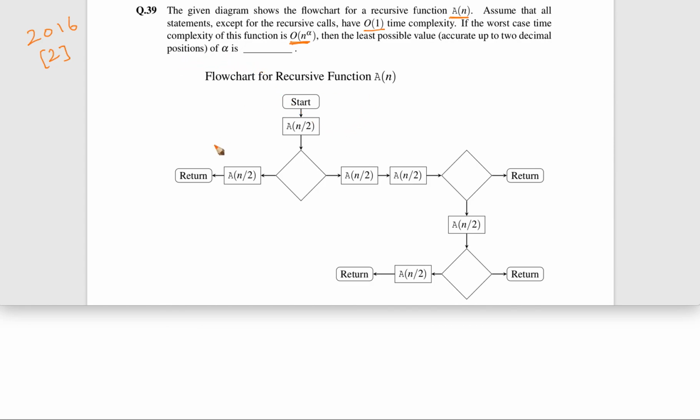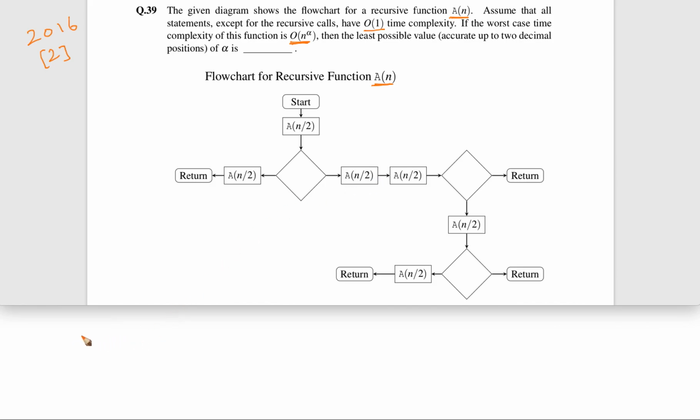So this flow chart represents the recursive function A(n), and we have to find its time complexity in terms of order n raised to the power alpha, and we have to find what is the value of alpha. Okay, so let's get started. This is a flow chart, right? So we will have to see what are the time complexities of different paths, and then we will figure out what its time complexity is.